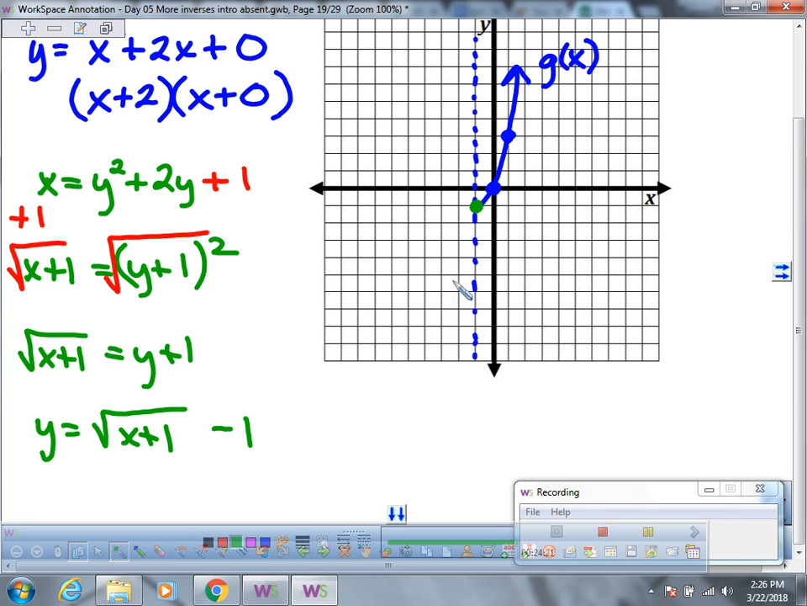The square root function is the same magic numbers, right? 1, 1. And what's my next magic number? Instead of 2, 4, it's going to be 4, 2. Instead of 2, 4, it's 4, 2. 1, 2, 3, 4, up 2.